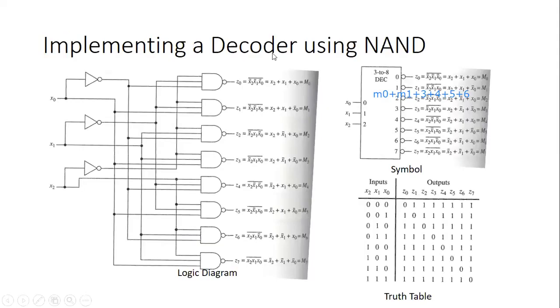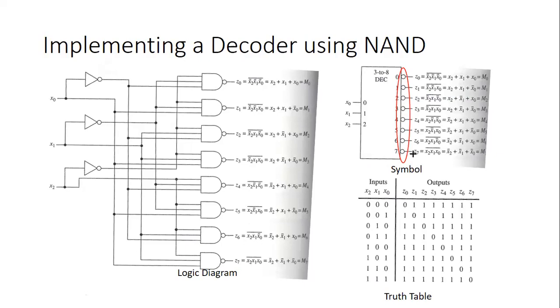So if you are implementing using NAND gate, this is implementation of a decoder using NAND gate. Now here you can see what type of output this is. If you can see over here, I've put the bubbles. What type of output is it indicating? It is indicating an active low output.